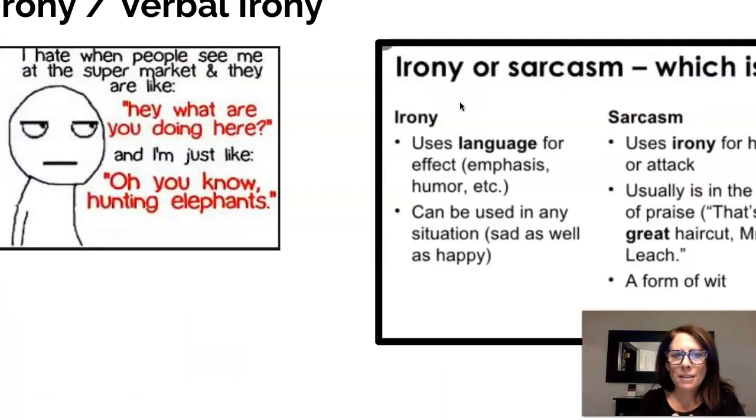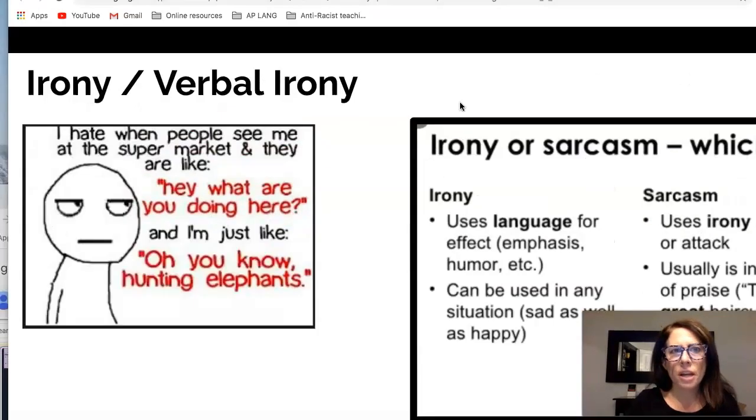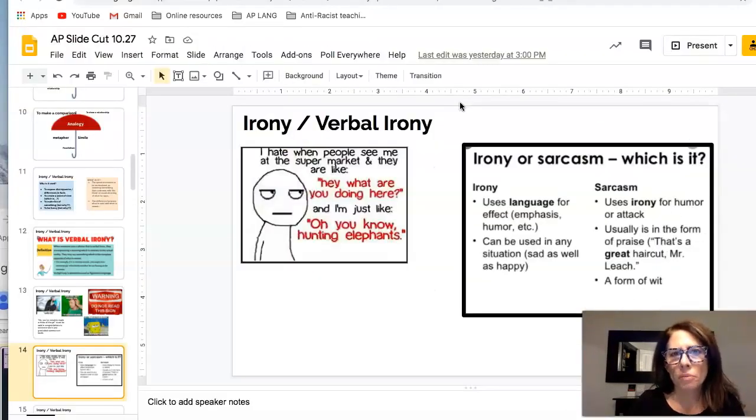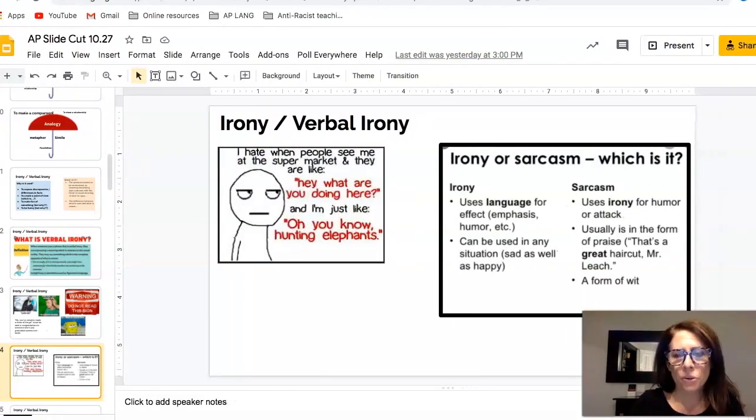And this is where we get more into that. So this slide should actually read sarcasm, and this is a very specific kind of verbal irony. It's when there's a shift in tone or attitude. And you can tell on this picture to the left, hey, what are you doing here at the supermarket? And I'm just like, oh, hunting elephants. So it's the way that I said it that brings out the sarcasm in that. It's edgier. There is a tone there, and it can be used also to create the effect of an attack, or depending on the tone, humor.